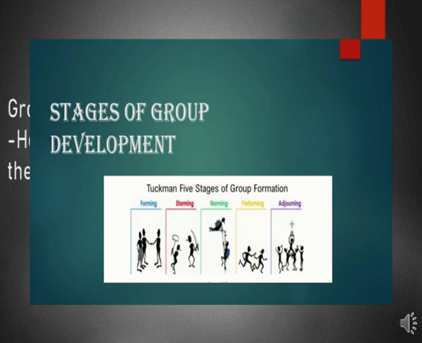Storming stage, the period of intra-group conflict about who will control the group and what the group needs to be doing. Norming stage, close relationships develop and groups become cohesive. Performing stage, the group structure is in place and accepted by group members. Their energies have moved from getting to know and understand each other to working on group tasks.